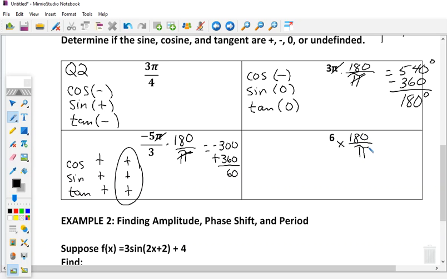Turn 6 radians into degrees. Who's got a calculator handy? Let's punch this up for me. Val, you gonna save me again?